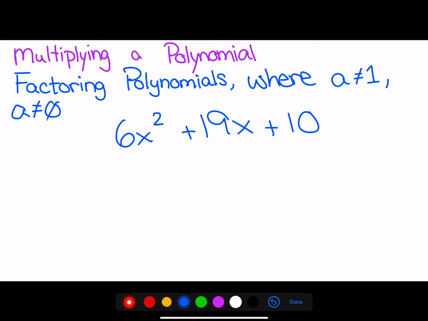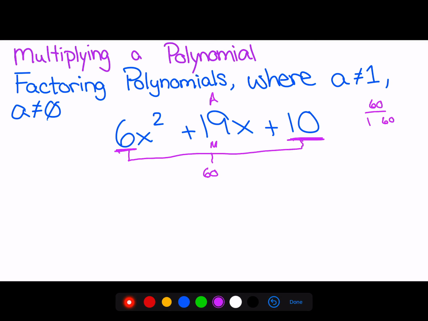All right. Factoring polynomials where a is not equal to 1 and a is not equal to 0. So again, our a value is our first term here, 6 in this case. Same rules apply. I take my a value, I multiply it by my c value. 6 times 10 will give me 60. So I now need numbers that add to be 19, multiply to be 60. So for 60, we got 1 and 60, 2 and 30, 4 and 15, 5 and 12, 6 and 10, and that's all of them.